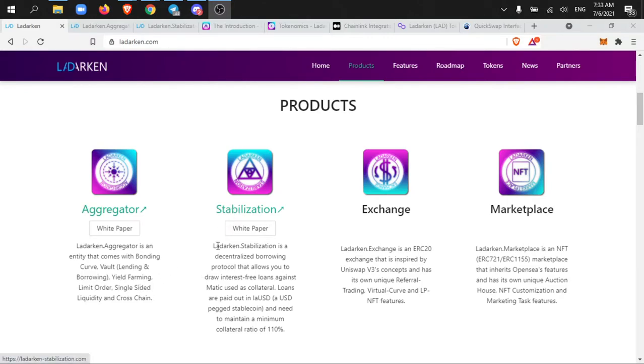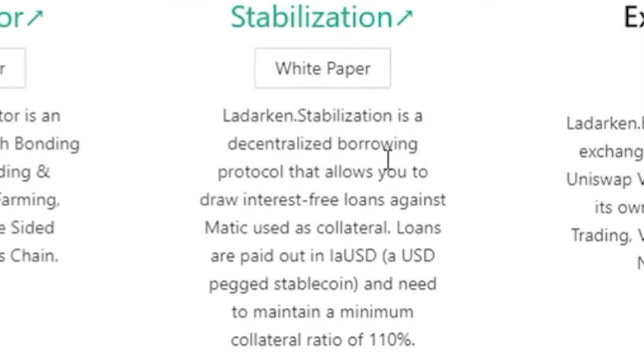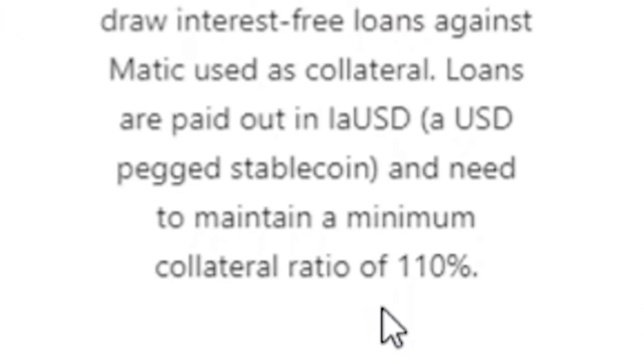The LADARKEN stabilization is a decentralized borrowing protocol that allows you to draw interest-free loans against MATIC used as collateral. Loans are paid out in LAUSD, a USD peg stablecoin, and need to maintain a minimum collateral ratio of only 110%. That is really low.